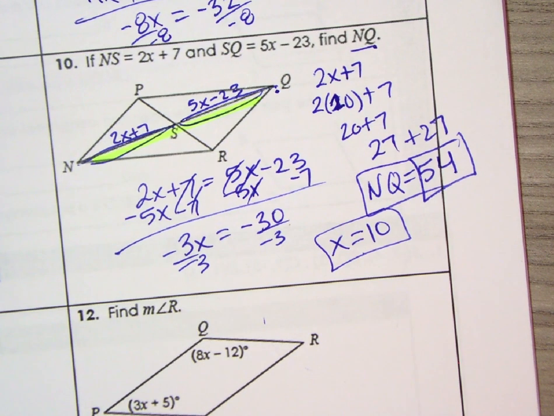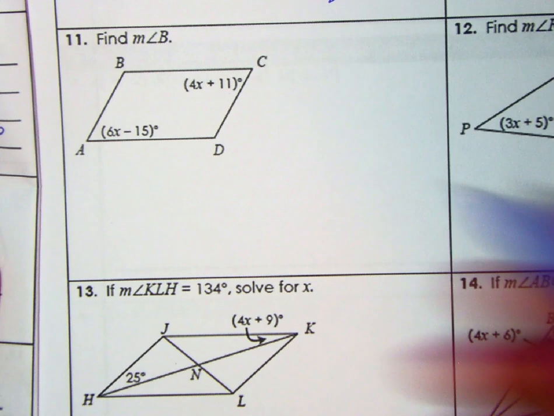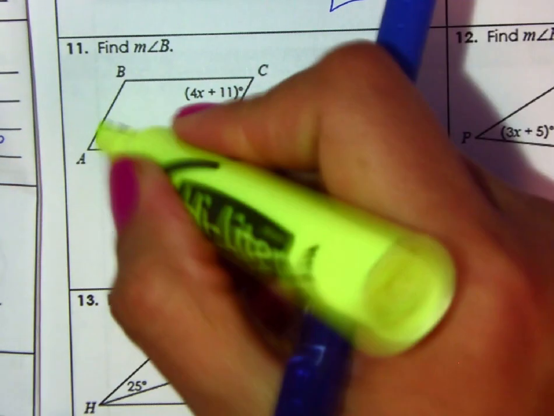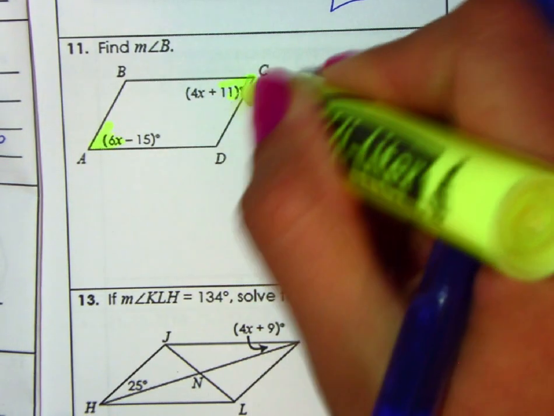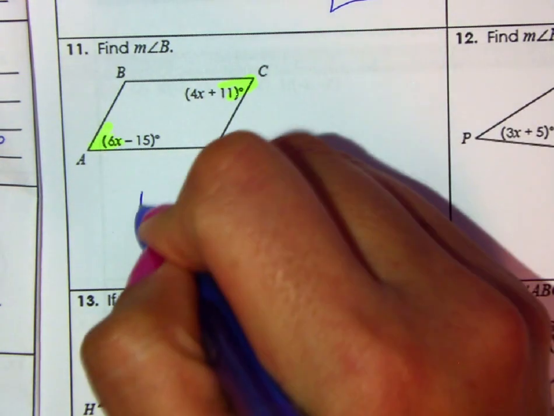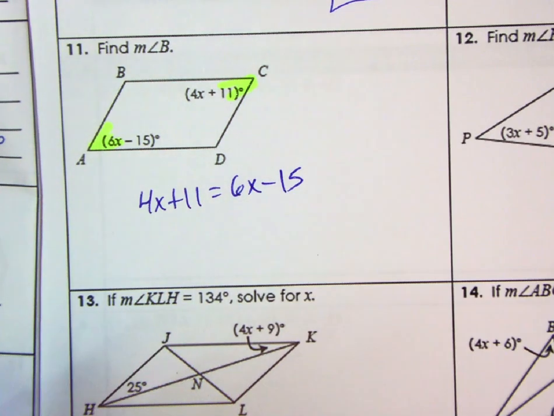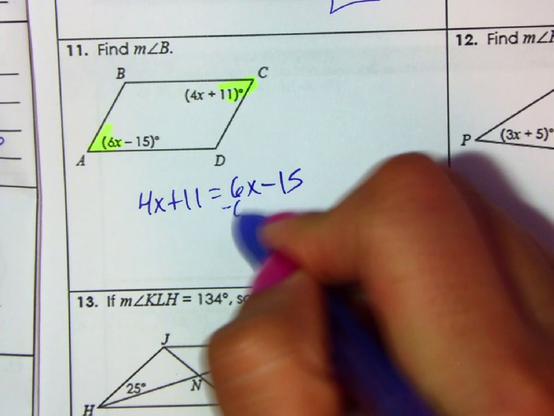All right, let's try number 11. This one is talking about angles. We talked about the angles on the inside being congruent to the angles on the opposite of that, which again, congruent meaning we write them equal to each other. And then you solve for x.